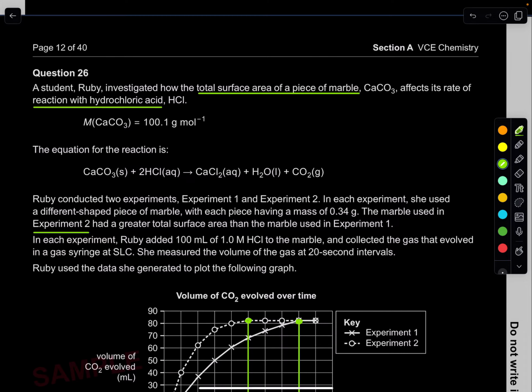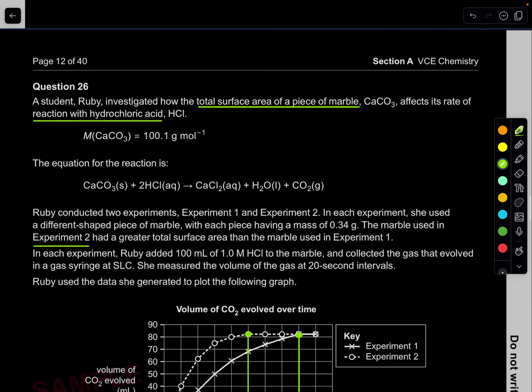How would you write it? You just say, looking at this result, we should know that increasing the surface area of the piece of marble increases the rate of reaction with hydrochloric acid. That's a valid conclusion. So basic. You compared them, you said the results. That's it.